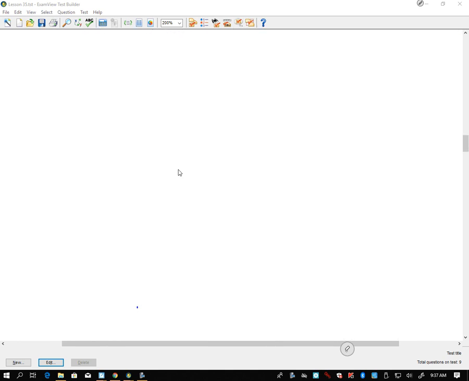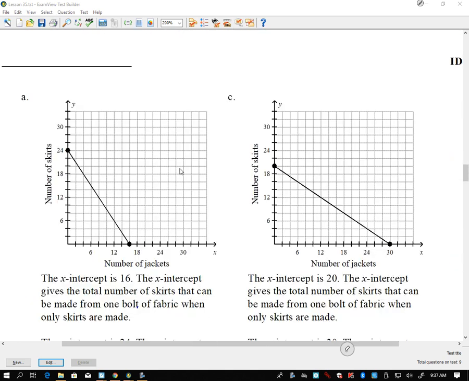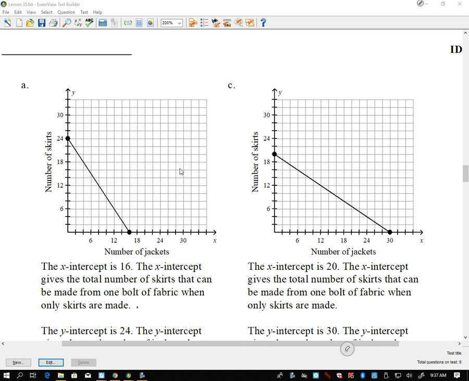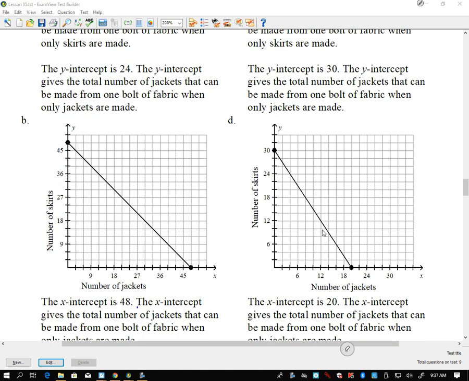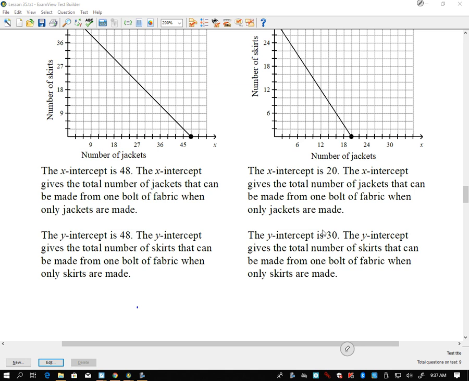So these would have been the graphs that would have gone with that question, where we would have wanted 30 and 20. We would have gone with D as our answer. The x-intercept is 20. The x-intercept gives the total number of jackets that can be made from one bolt of fabric when only jackets are made. The y-intercept is 30. The y-intercept gives the total number of skirts that can be made from one bolt of fabric when only skirts are made. Does that make sense? Okay.